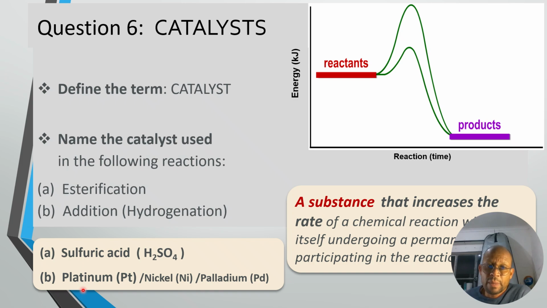If you can't remember platinum, you can either use nickel or palladium. Do take note what the examiner wants. If they want the name, provide the name. If they give you an option, the name or the formula, then you're going to provide the formula. Okay, that will be a lot easier in that particular case.